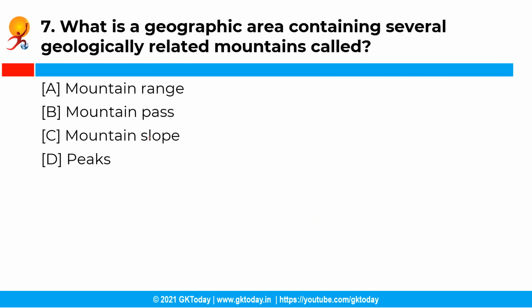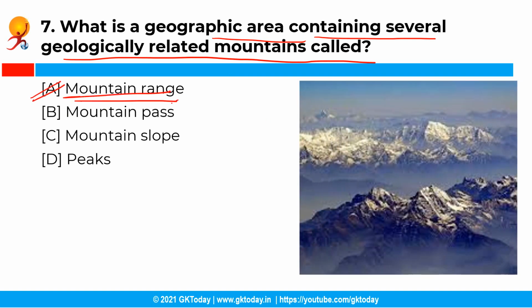Now the next question is, what is a geographic area containing several geologically related mountains called? So you have the following options, and the correct answer is option A, that is a mountain range. See, a geographic area containing several geologically related mountains is called a mountain range, and it is a series of mountains or hills ranged in a line.